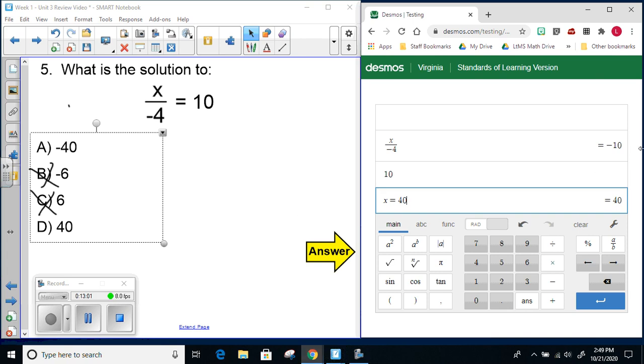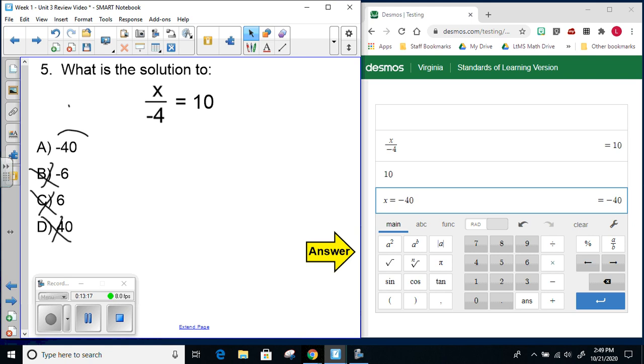So it looks close, but be careful. It says -10, and we wanted our answer to be +10. So +40 is also not a match. So we checked every single one of them, and the only one that worked was that x equaled -40. So now you saw it solved both ways. You could solve it by hand, or you could solve it using your Desmos calculator.